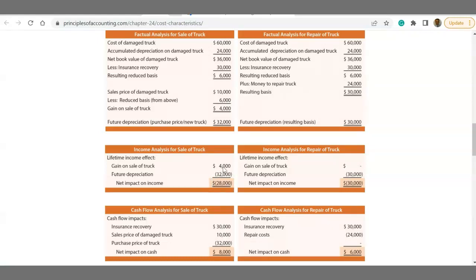Okay, so here is the income statement, which shows the $4,000 gain on the sale of the truck, and future depreciation will be another $32,000. And that means the net impact on income will be $28,000. So yes, they have a gain here, but they also have $32,000 to depreciate in future. And that gives them a net impact on income of $28,000.